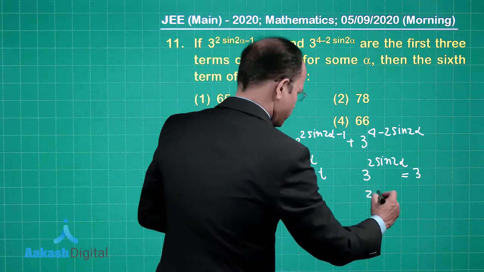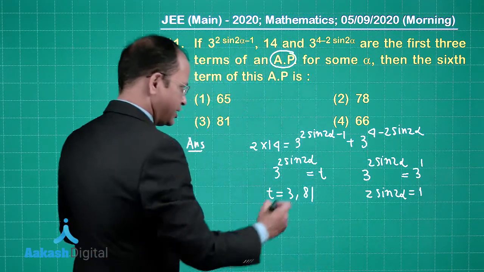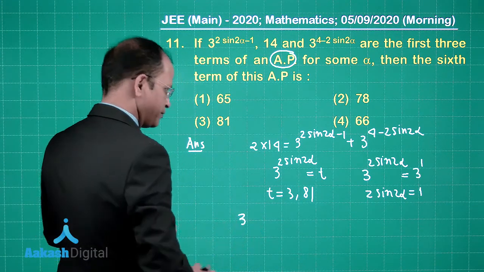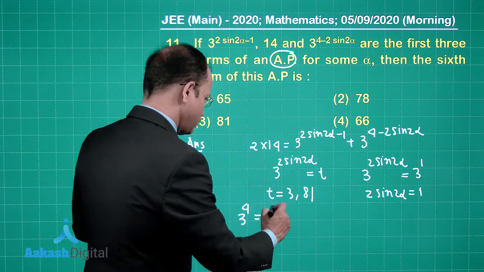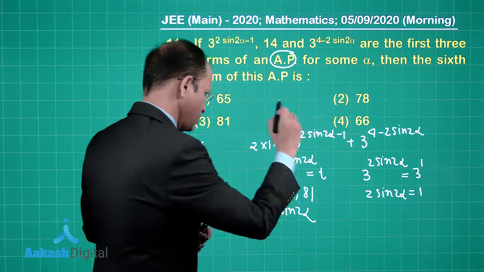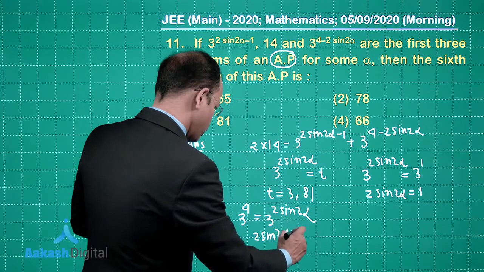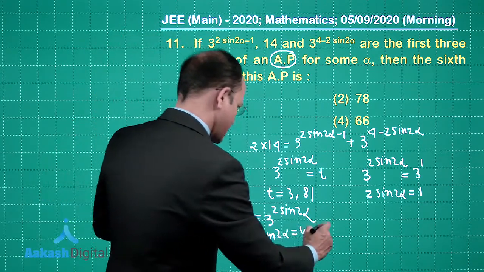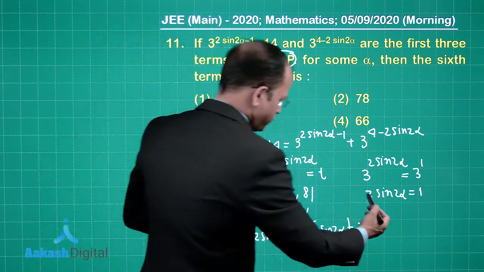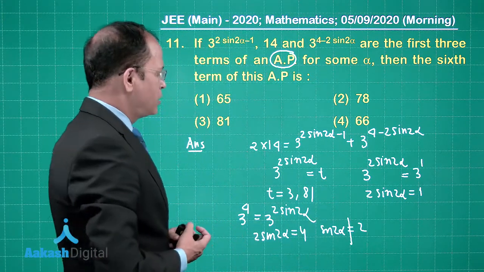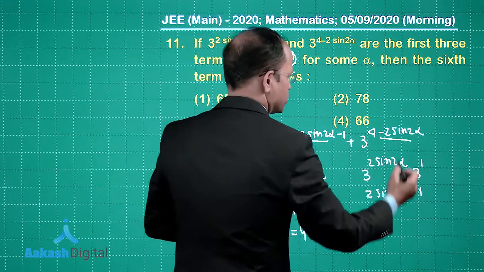Now, 2 sine 2 alpha is going to be what? This is going to be 1, right? Here, 81 is also there. So 3 raised to the power 4 is equal to 3 raised to the power 2 sine 2 alpha. Got it? Now this 2 sine 2 alpha is coming out to be 4, and sine 2 alpha being 2 is not possible, right? So that means we have 2 sine 2 alpha equal to 1. So we can substitute 2 sine 2 alpha equal to 1 in this case. So what are the values we get?